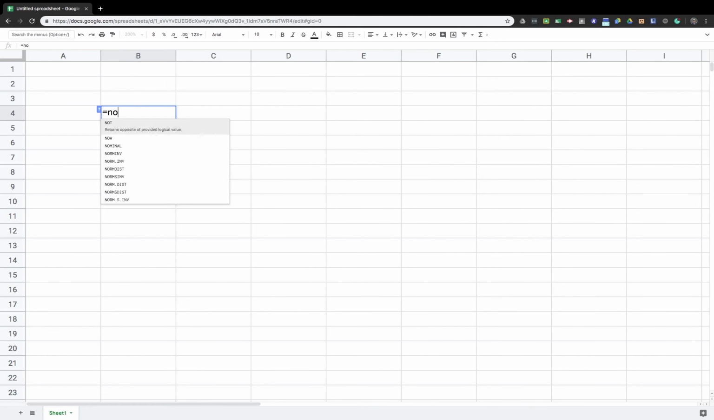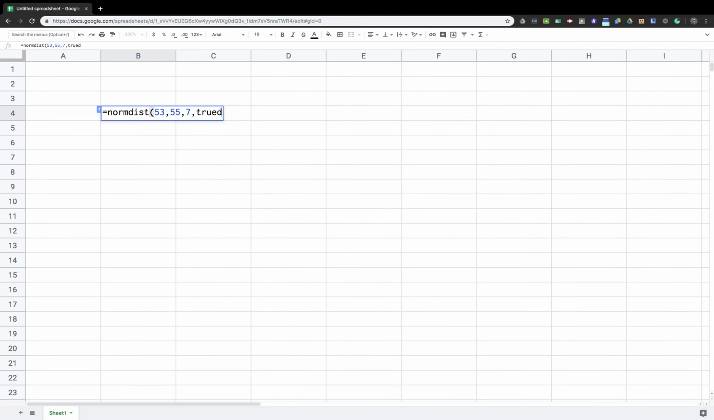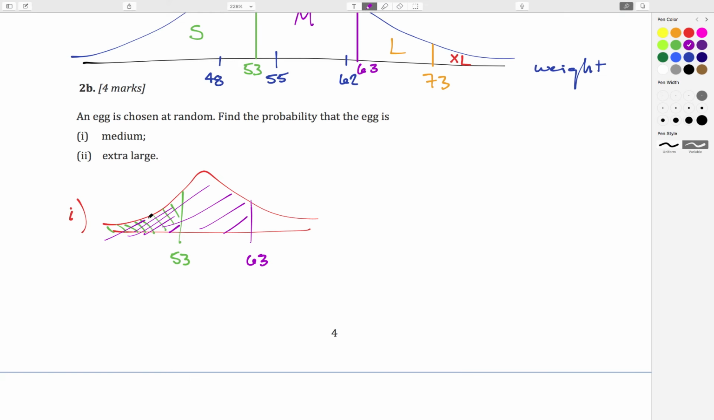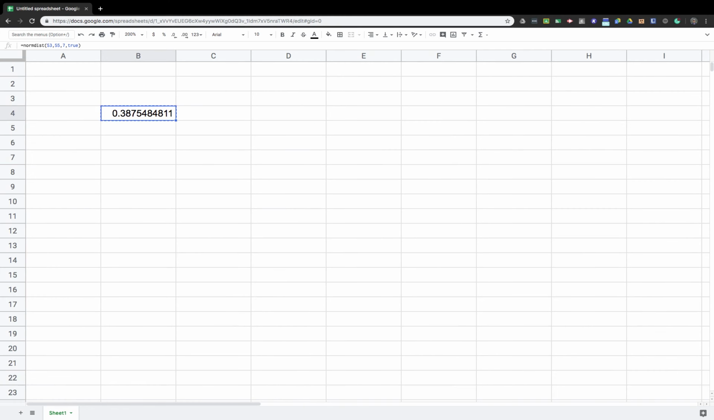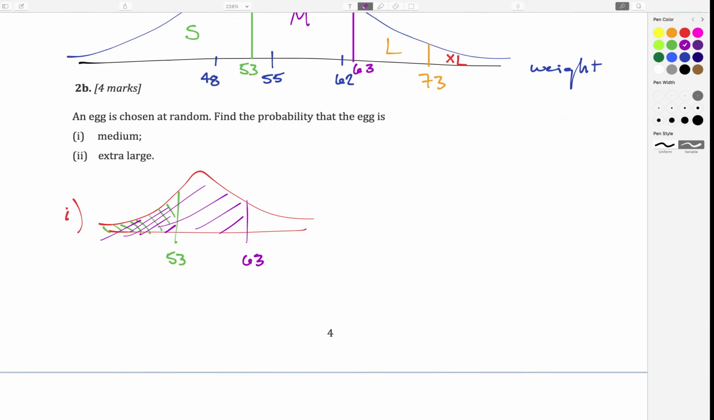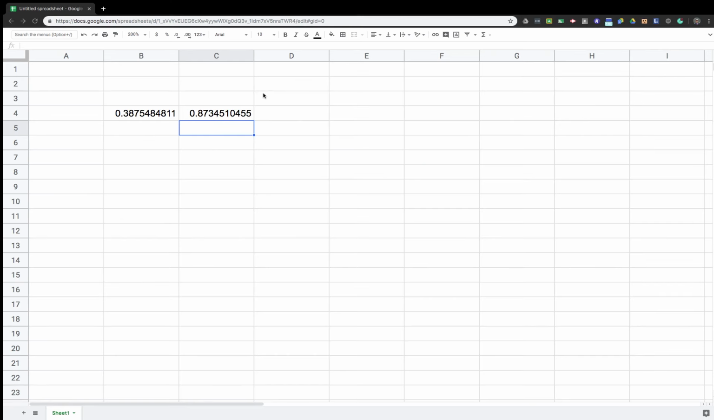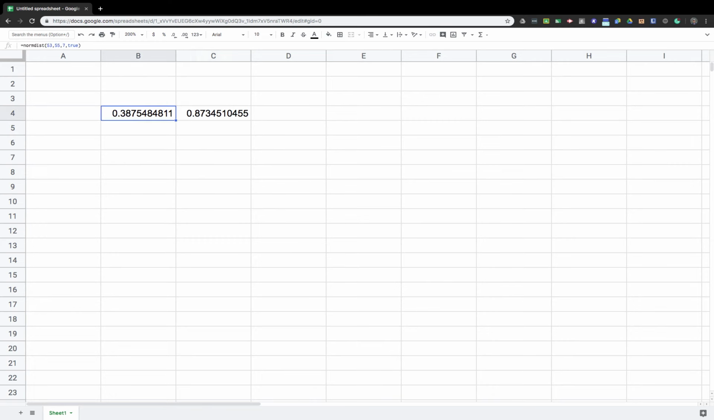Equals NORM.DIST. My x value is 53, that's for the green part. My mean, we said, is 55, standard deviation is 7, and true. That's the probability of being small. Medium, I'm just going to copy paste. Since I don't have any cells referenced, all I need to do is change the value, 63. Now, do I have this right? 55 and 7, sorry, for my mean and standard deviation. I have this one here and this one here.